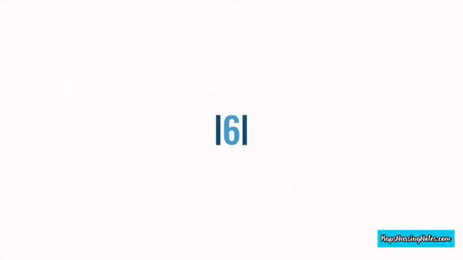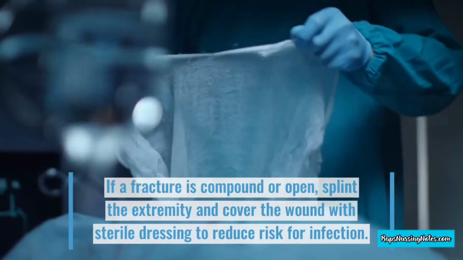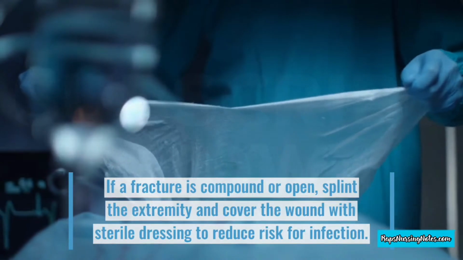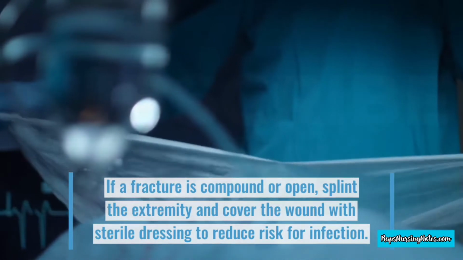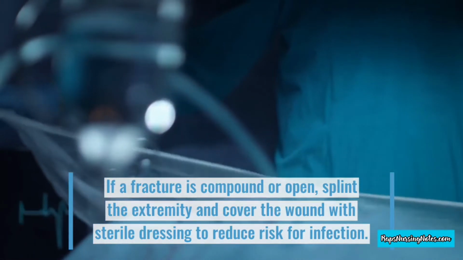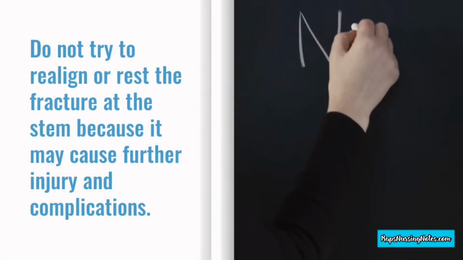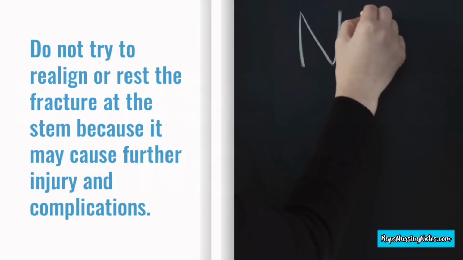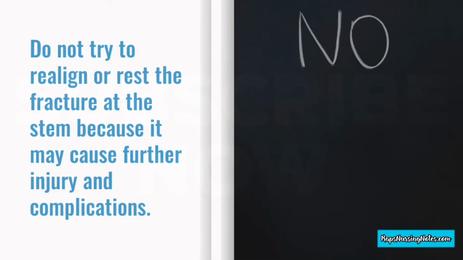Number 6. If a fracture is compound or open, splint the extremity and cover up the wound with sterile dressing to reduce the risk for infection. Number 7. As a future nurse key, do not try to realign or rest the fracture at the scene because it may cause further injury and complications.